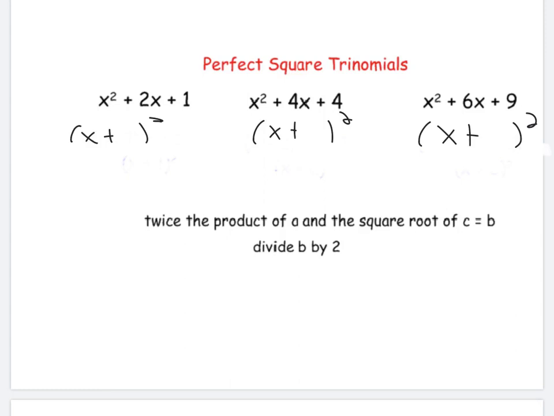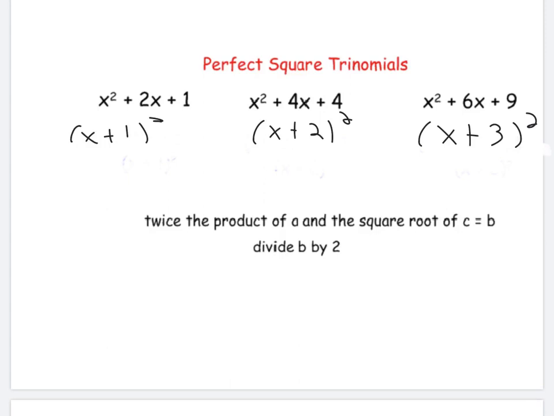So looking at this one, then I have to take the square root of the last term. The square root of the last term is 1, so square root of 1 is 1, so it's going to be x plus 1 squared. Square root of 4 is 2, so it's going to be x plus 2 squared. The square root of 9 is 3, so it's going to be x plus 3 squared.